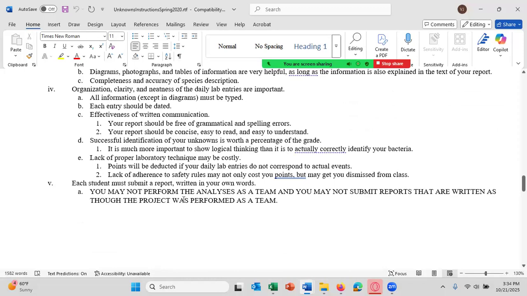So each student must submit a report using your own words wherever possible. If not, put it in quotes and give an in-text citation for where you got it from.